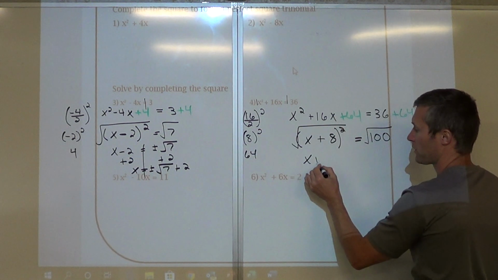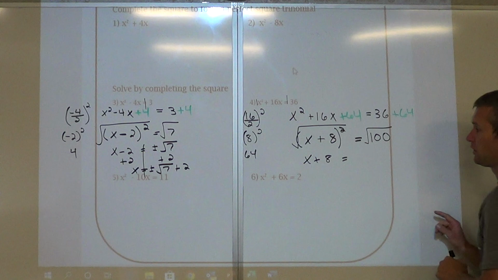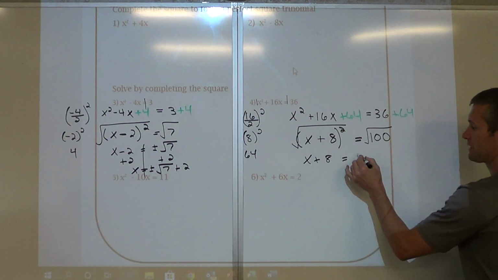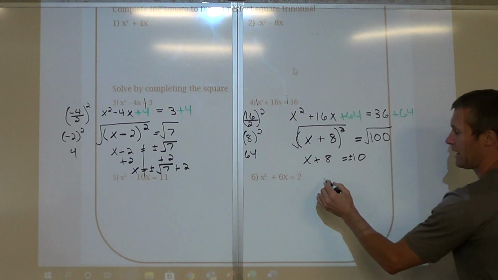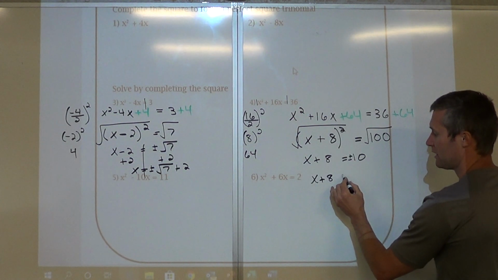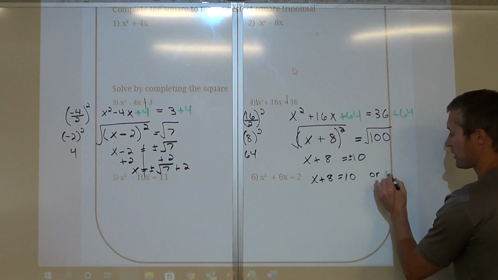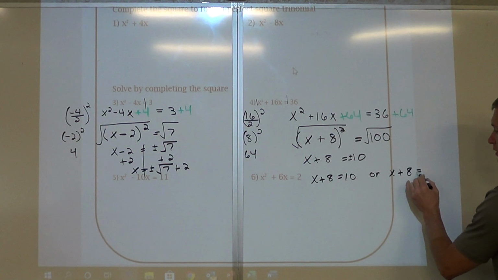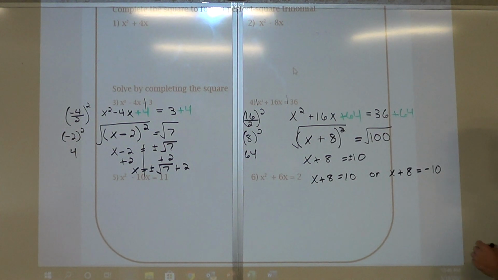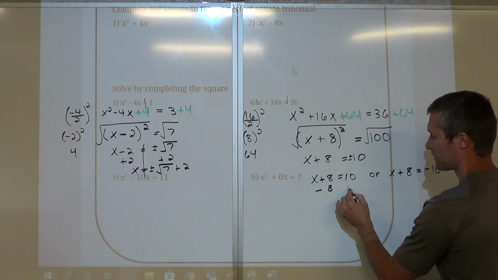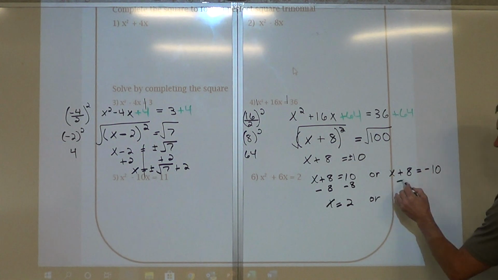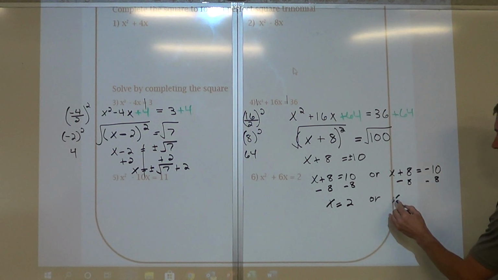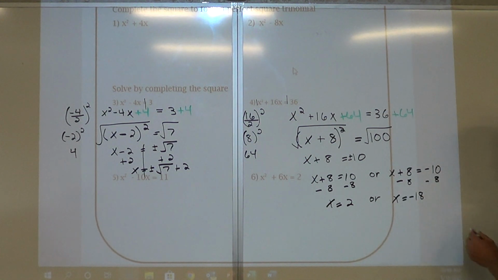So that's x plus 8 equals, the square root of 100 would be 10 or negative 10. So we'd say x plus 8 could equal 10, or x plus 8 would equal negative 10. So then we subtract 8, so x would equal 2, or we subtract 8, x equals negative 18.